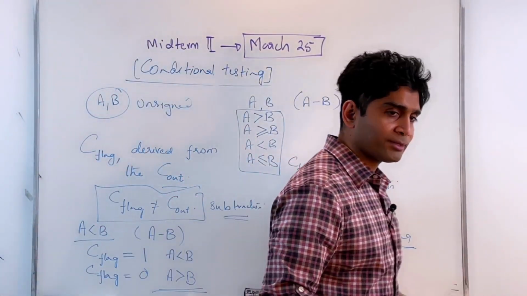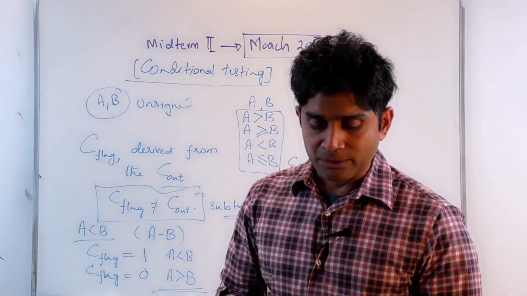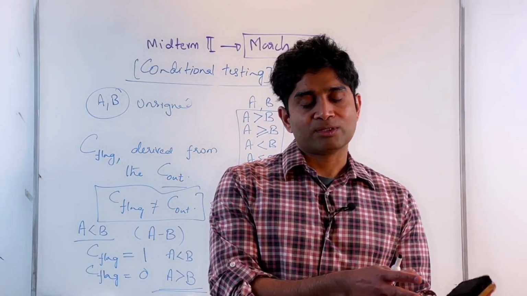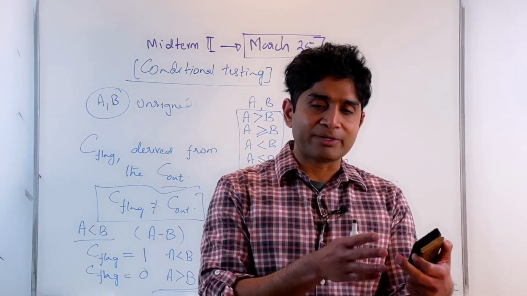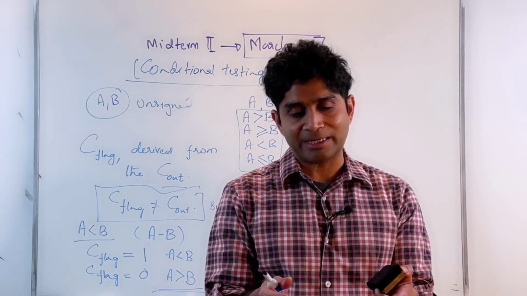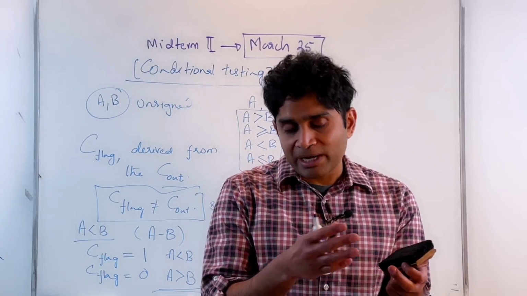We'll move forward with the second aspect of the flags. That means, we have done it for the unsigned. How does that change for the signed? Let's say if I'm trying to compare between A and B numbers, in which case my A and B are signed, how do I compare between them?